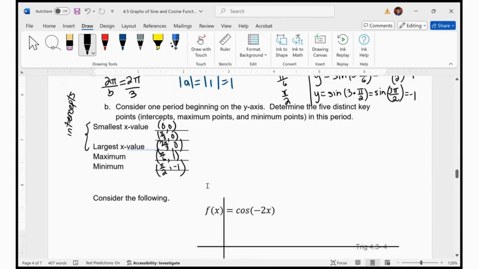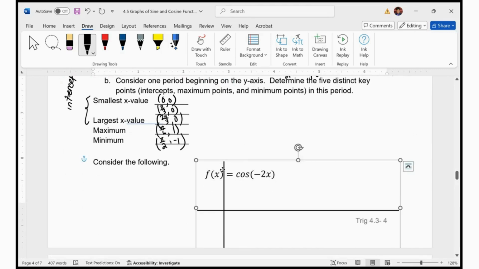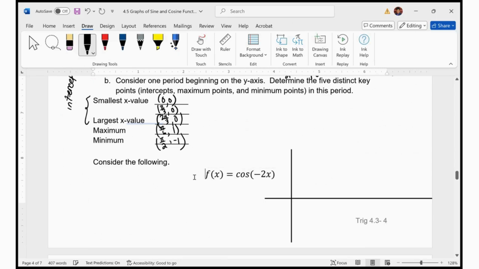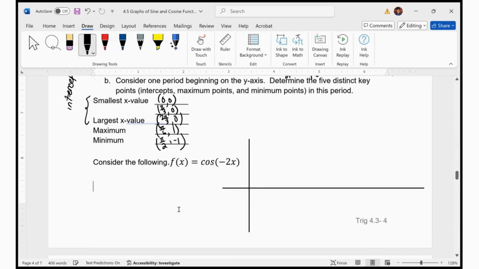To this one. This one I put in here because it was a little different. It had that negative in there, and I wanted to address it right quick. So, is cosine an even function or odd function? That's why I want to emphasize that at the beginning. Is cosine even or odd? Even. Yes.